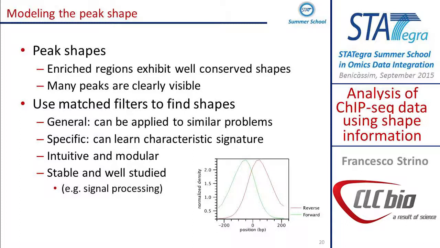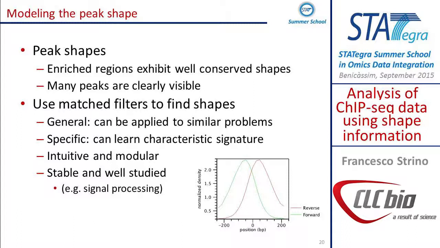So now I'm going to start talking about the CLC peak caller. Our idea was to model the peak shape. The main rationale is that peaks are enriched regions, and they have well-conserved shapes, as we showed before in the picture. Also, many peaks are clearly visible. If you run any peak caller, it will always find the top peaks because they are very obvious.